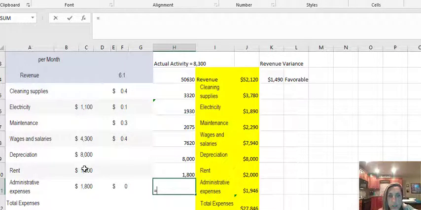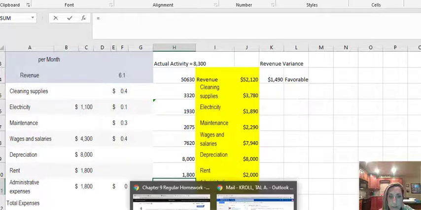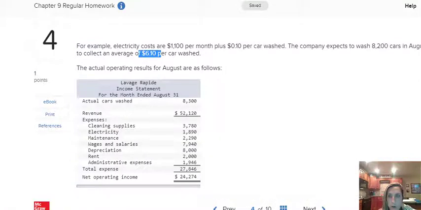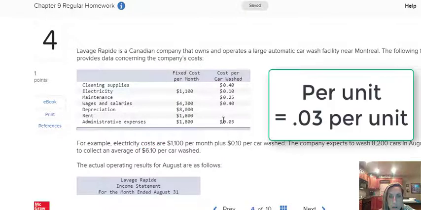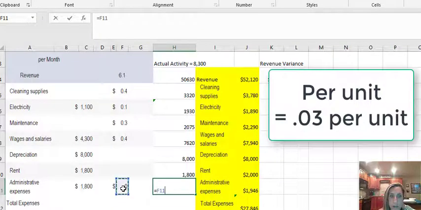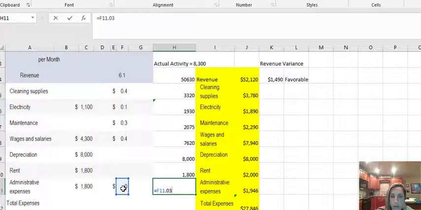And then the administration looks like it is a variable and a fixed component, but I'm just going to double check on my worksheet. It didn't copy over. It is 3 cents per unit. So I'm going to have to fix that on my spreadsheet. This is just rounded off. It will be 3 cents per unit times the number of cars that have been washed.